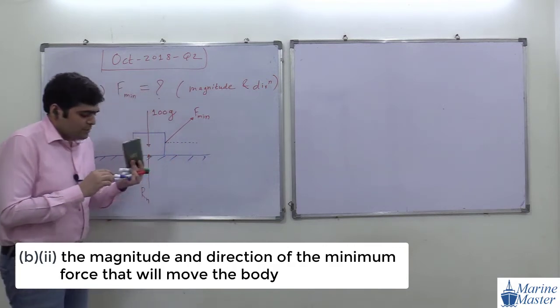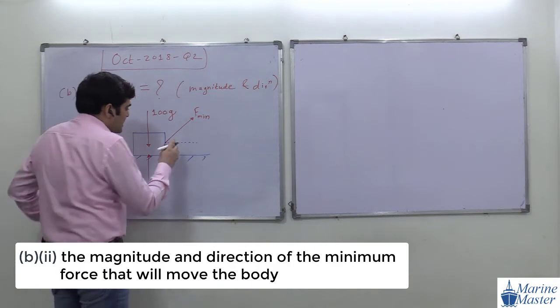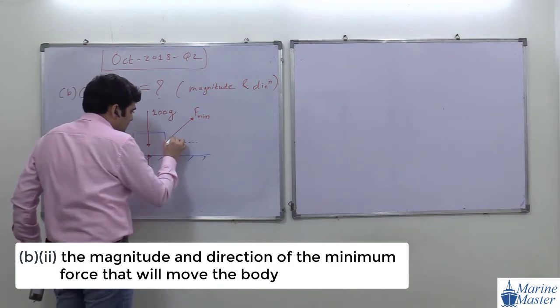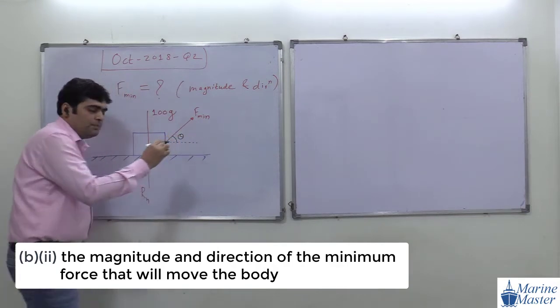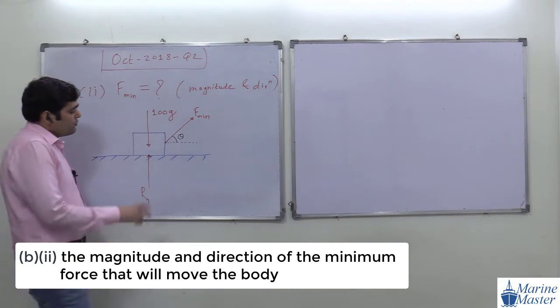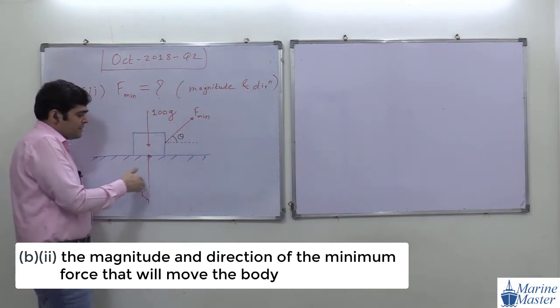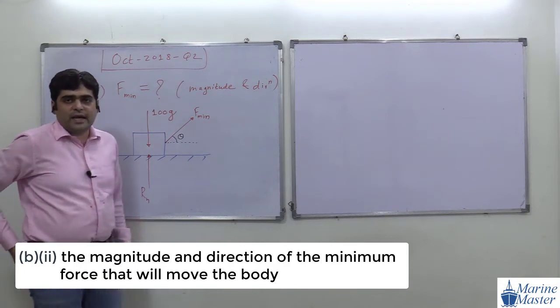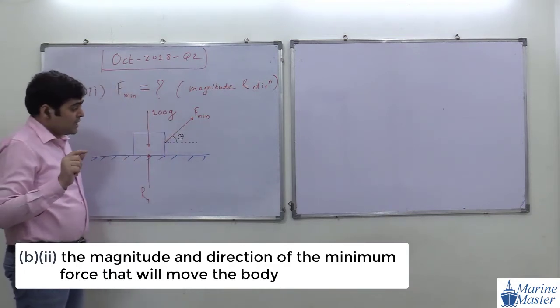And what are we assuming? We are assuming the minimum force is making an angle theta with respect to the plane. Now try to see the scenario here. We have the minimum force, a weight of 100 g, and a normal reaction. Our target is to find the minimum force. How to find it?